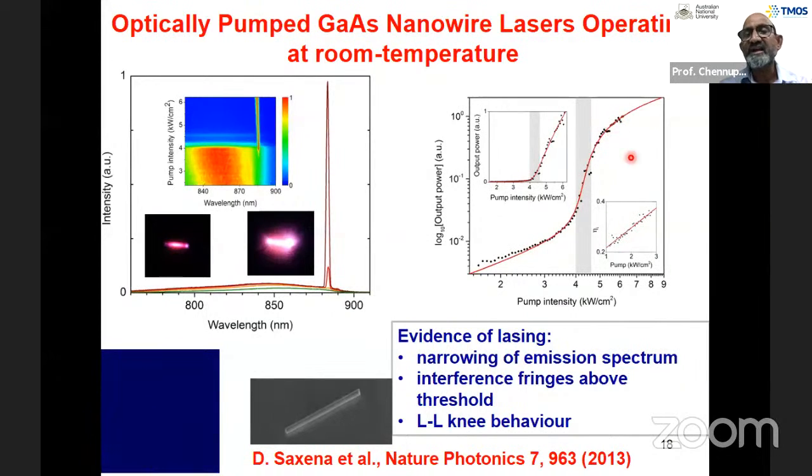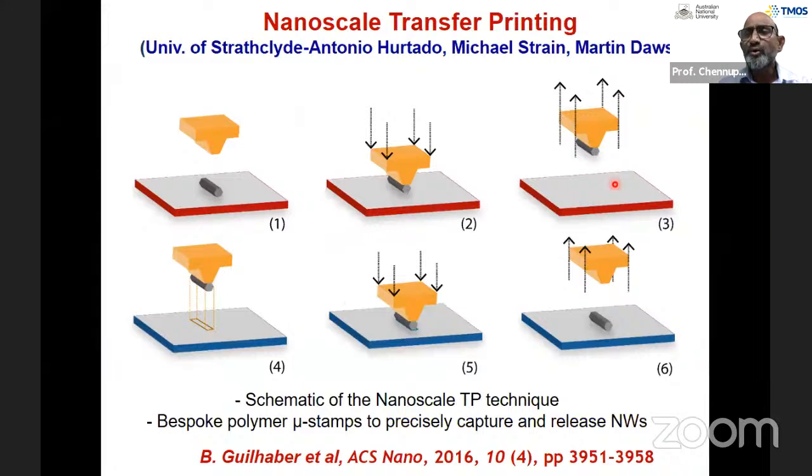And these are the first gallium arsenide room temperature lasers. We demonstrated this one about 7+ years back or so. So what are we going to make use of these lasers?